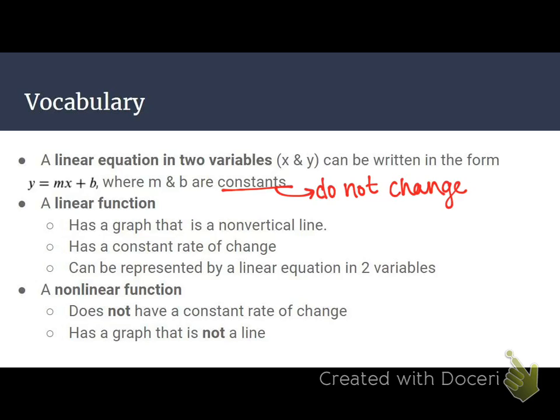A nonlinear function does not have a constant rate of change, and it would have a graph that is not a line. So our goal today is going to be to tell the difference between linear and nonlinear functions. Sometimes that'll be really quick and easy. Other times we might have to think about it a little more. Questions, concerns, need more time on this slide? All right, then we'll keep moving.